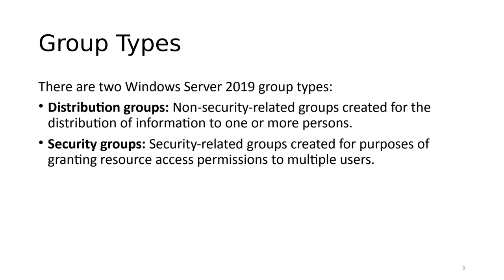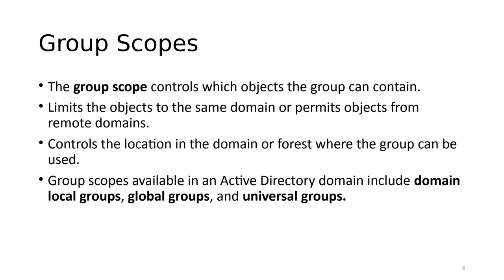We have local group and global group. Remember last time we did in the lab. The group scope controls which objects the group can contain. So it limits the objects to the same domain or permits objects from remote domains. It controls the location in the domain or forest where the group can be used. Group scopes available in an Active Directory domain include domain local group. Remember we created Abu Dhabi admin, Abu Dhabi managers, global groups or universal groups.